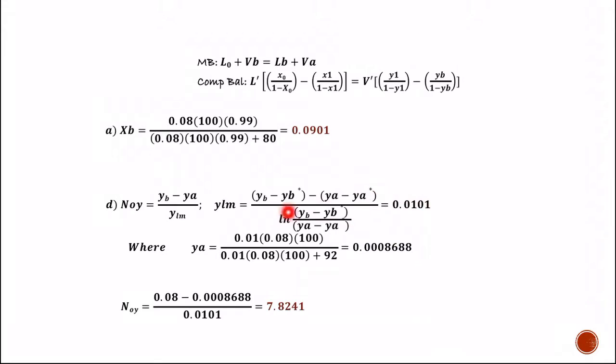Now, we have the values for NOY. Substituting all of this, we get NOY as 7.8241.